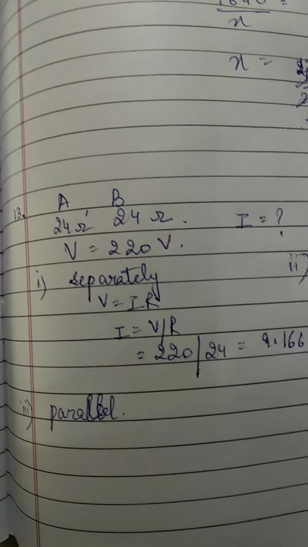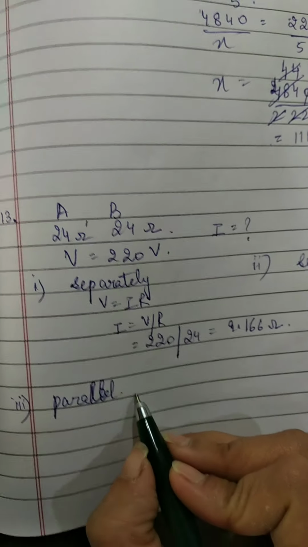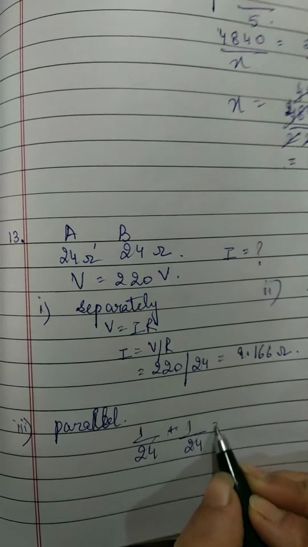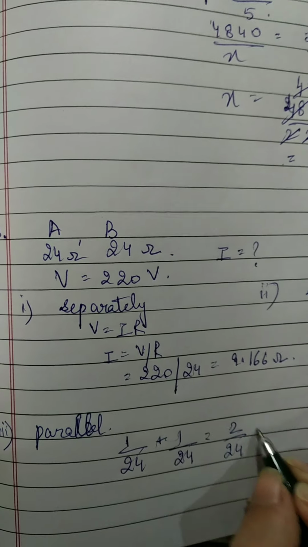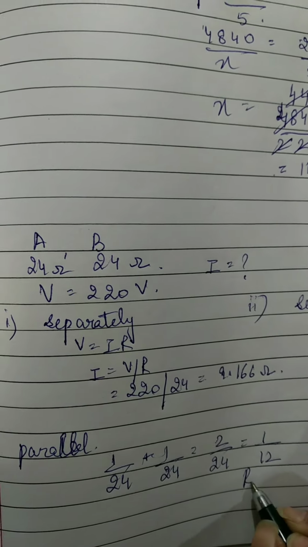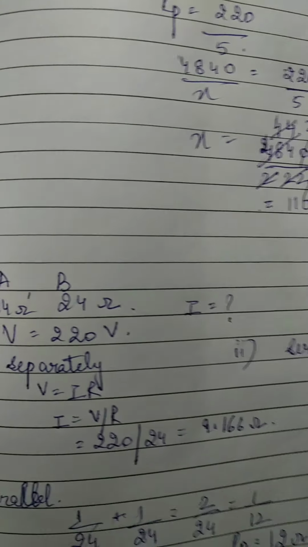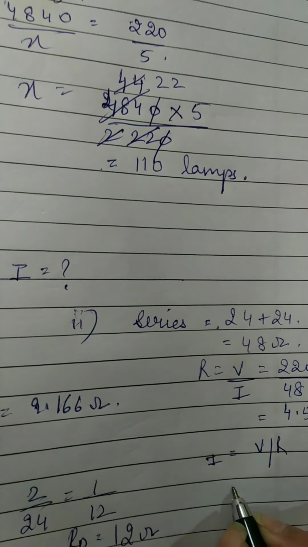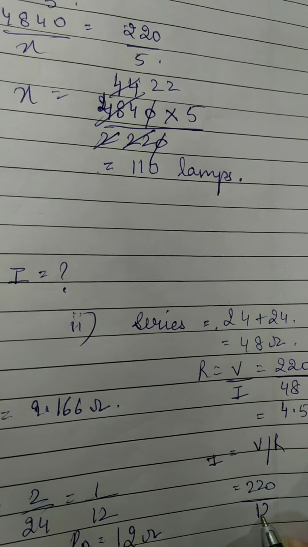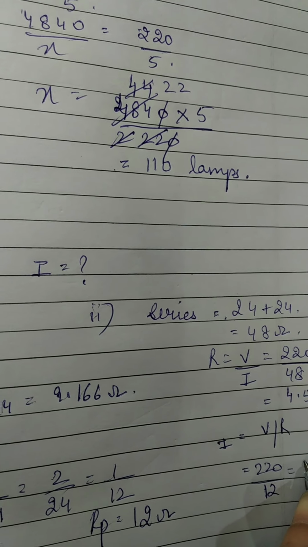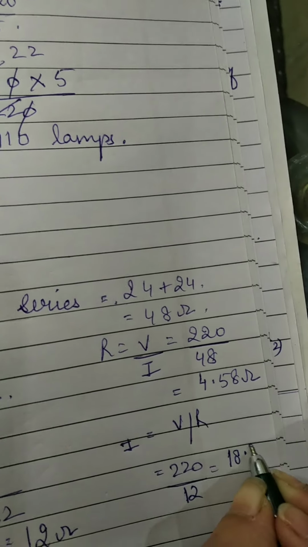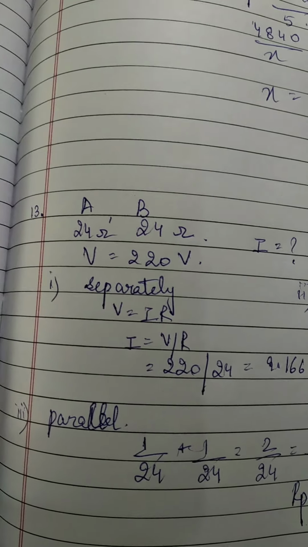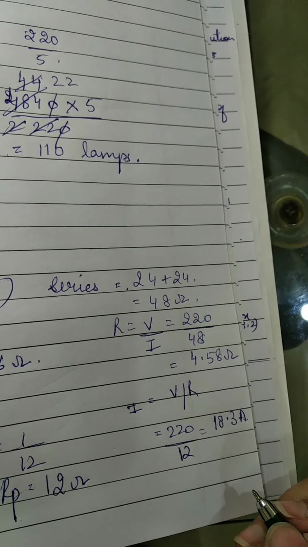And the third one is when they are connected in parallel. So when they are connected in parallel, equivalent resistance is 1 by 24 plus 1 by 24, which is 2 by 24, which is 1 by 12, or Rp is 12 ohm. So what is the current in this case? Current is V upon R, which is 220 upon 12. And what is 220 upon 12? It's 18.3 ampere. It's simple. You have to represent the three cases here. Right, students?